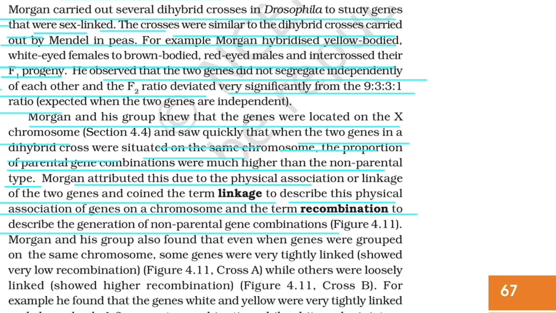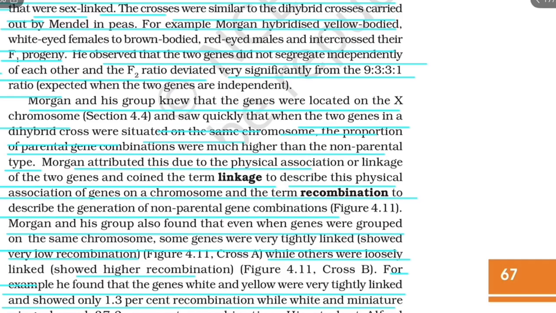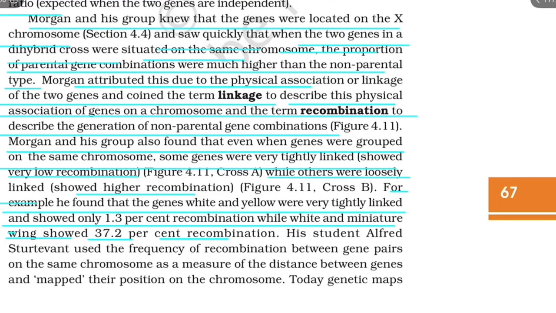to describe this physical association of genes on the chromosome, and the term recombination to describe the generation of non-parental gene combinations. Morgan and his group also found that even when genes were grouped on the same chromosome, some genes were tightly linked and showed very low recombination, while others were loosely linked and showed high recombination. For example, he found that the genes white and yellow were tightly linked and showed only 1.3% recombination, while white and miniature wing showed 37.2% recombination.